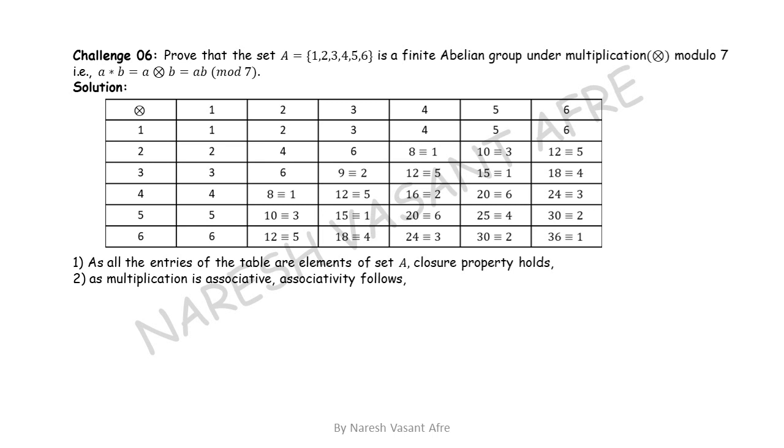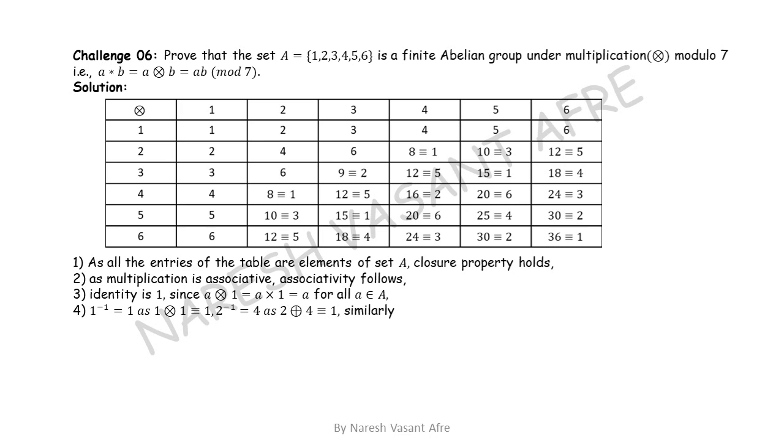Now we need to find the identity element. Here the job of identity is done by 1 because a multiplied by 1 is a always. You can observe it in the table also. So the identity element exists and that is 1. Now next we need to find the inverse.